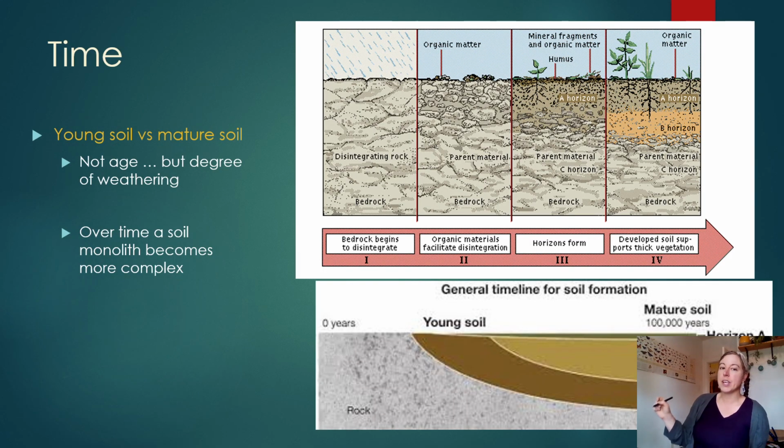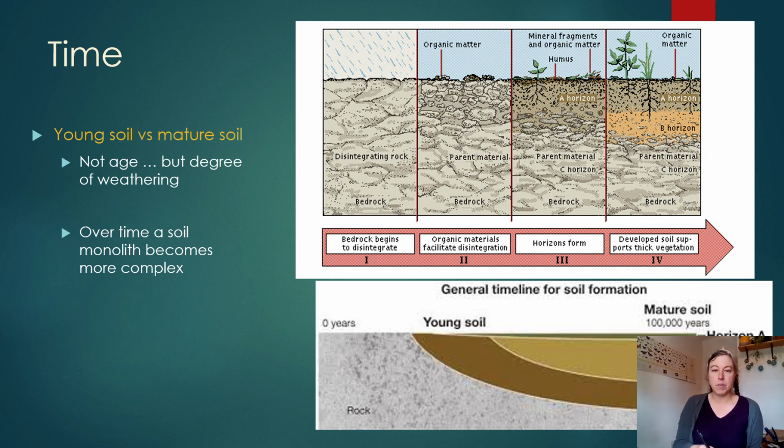So climate ends with time. And basically, a lot of these processes take time. So when we talk about time, we're not necessarily talking about the age of the soil, but the degree of weathering. An older soil typically will have had more time to become weathered. But sometimes that happens quite fast, sometimes it happens slowly.